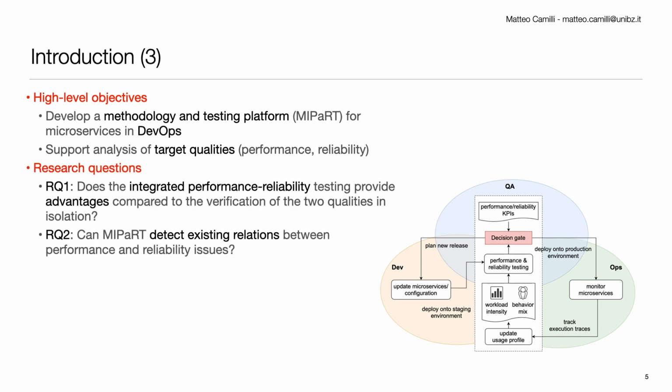So we have the following research questions. RQ1: does the integrated performance and reliability testing provide advantages compared to the verification of the qualities in isolation? And RQ2: can MIPaRT, our approach, detect existing relations between performance and reliability issues?